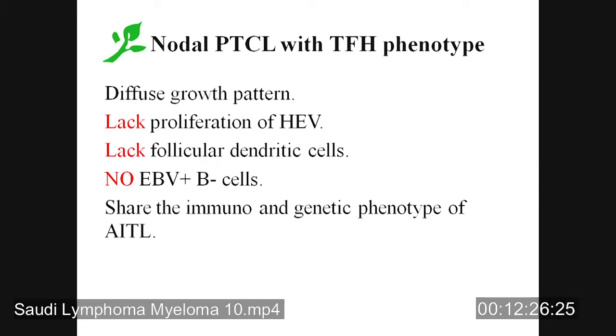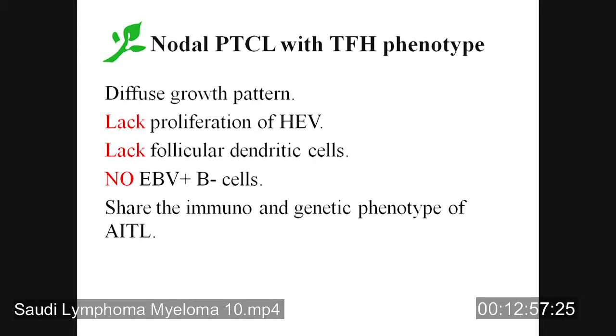The nodal PTCL with TFH phenotype shows a diffuse growth pattern. Usually it's not polymorphic, more monomorphic. It also lacks proliferation of endothelial cells, lacks follicular dendritic cell meshworks, and has no EBV positive cells. But the immunophenotype is of T follicular helper cells, and the genetic profile is also the same as angioimmunoblastic T-cell lymphoma.